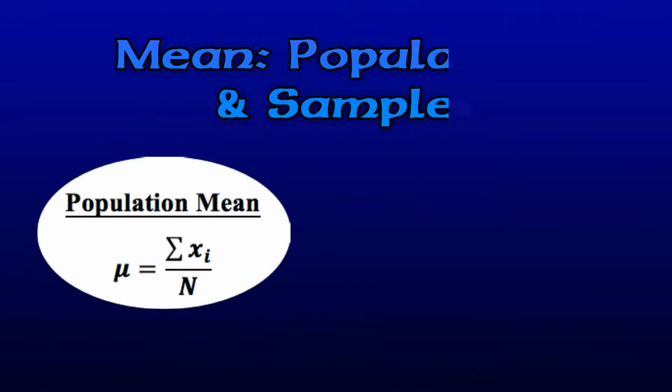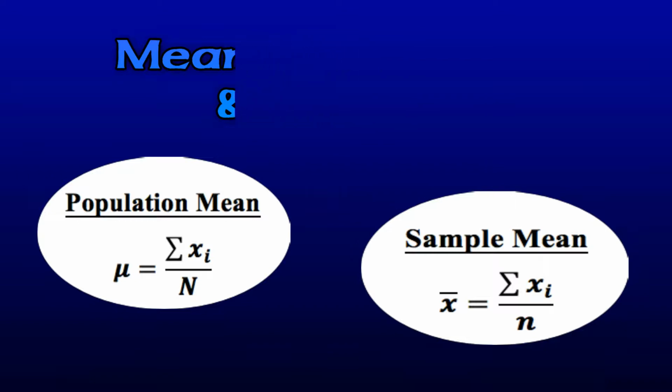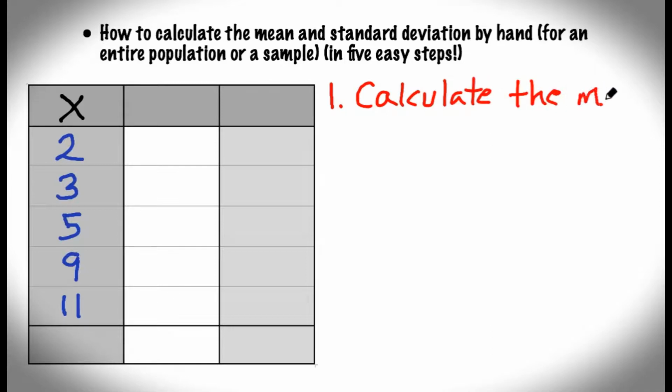First, we need to calculate the mean or average for the data set. The idea is the same for the population or our sample. We sum or add all of the x values, and then we divide by the number of items. We'll start by entering our x values into the table, and then we will calculate the mean. I'm going to assume that this is a sample, so we'll use the formula for x bar.